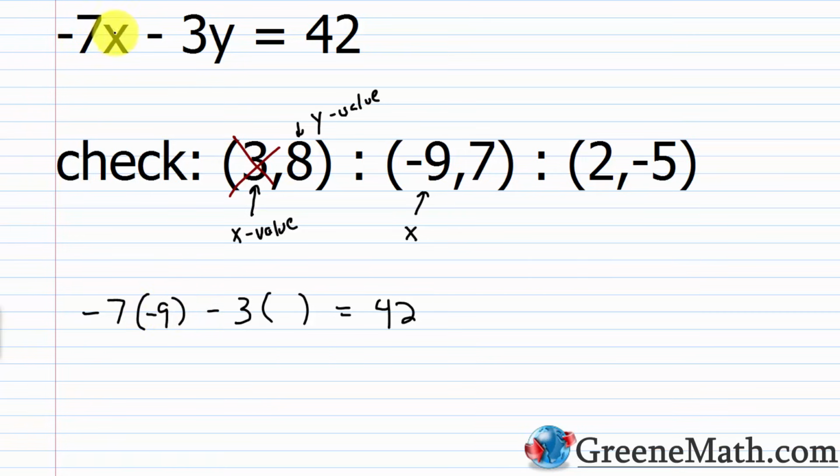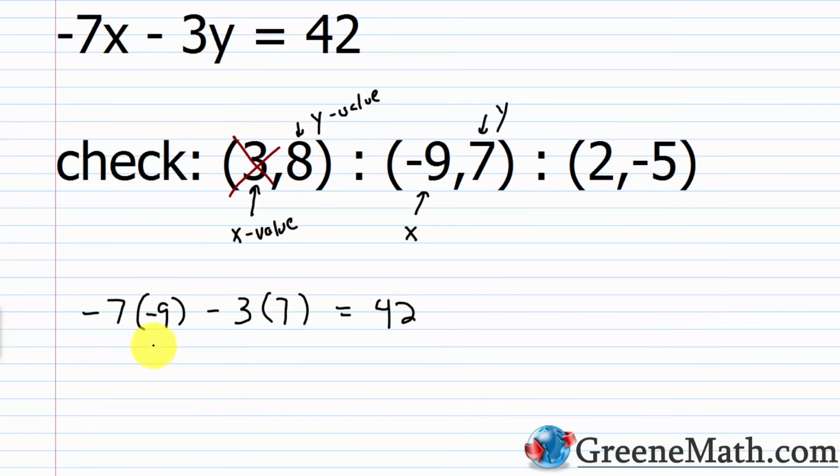We have negative 7 times x, so negative 7 times negative 9. And I'm going to plug in a 7 for y. Again, here's my y value. I have negative 3 times y, so I'm plugging in a 7 for y, so I go negative 3 times 7. So negative 7 times negative 9 minus 3 times 7 equals 42.